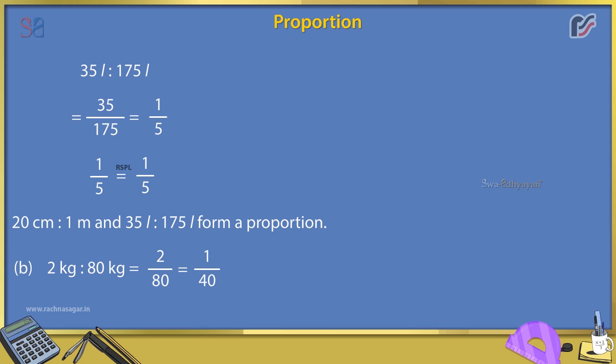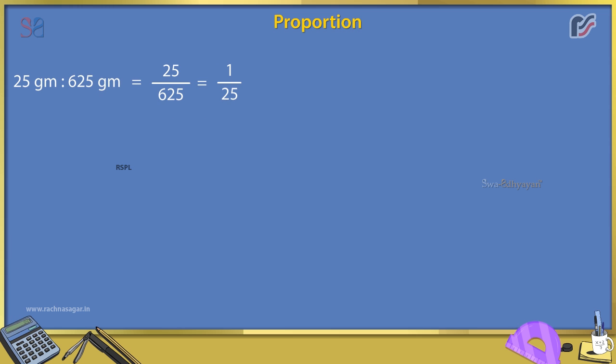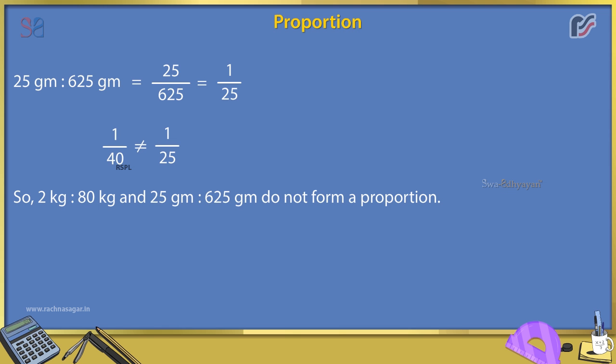B. 2 kg is to 80 kg is equal to 2 by 80, which is equal to 1 by 40. 25 gram is to 625 gram is equal to 25 by 625, which is equal to 1 by 25. 1 by 40 is not equal to 1 by 25. So, 2 kg is to 80 kg and 25 gram is to 625 gram do not form a proportion.